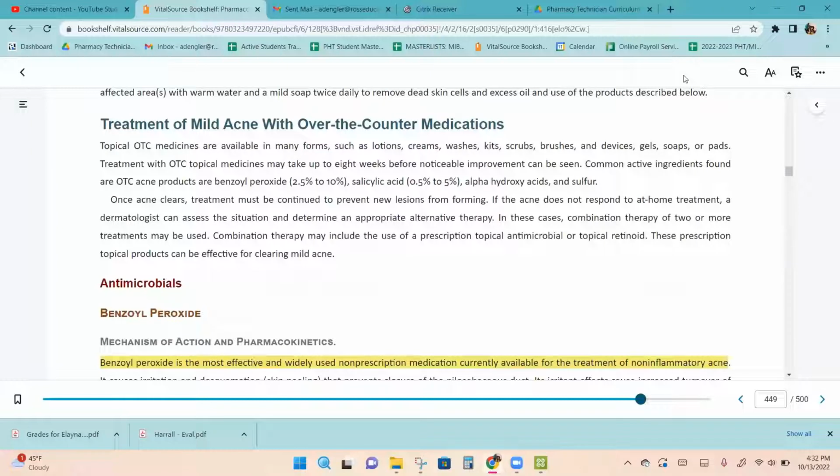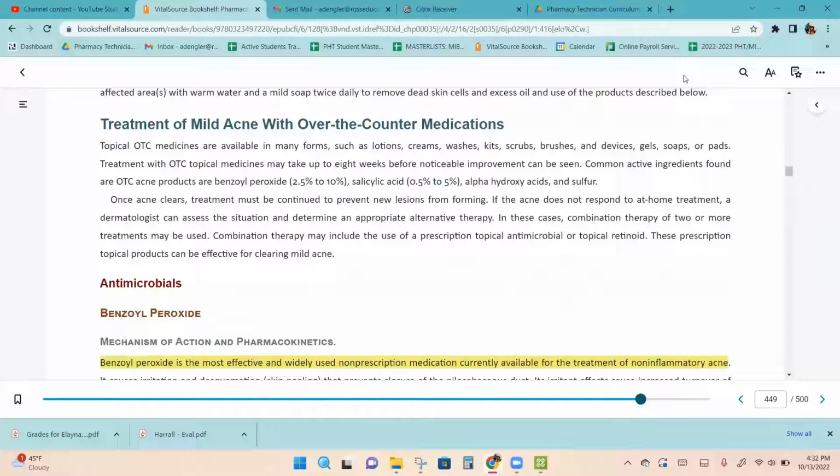So we have many topical OTC products. If you go to the skincare aisle at the regular grocery store or Target or whatever, you'll find lotions, creams, washes, kits, scrubs, brushes, devices, gels, soaps, or pads. Treatment with OTC topical medications can take up to 8 weeks before noticeable improvement can be seen.